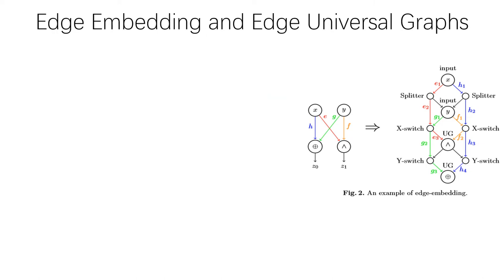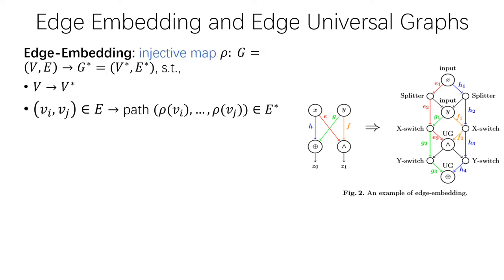Universal circuits can be seen as edge universal graphs. Here, I want to introduce edge embedding and edge universal graphs. Edge embedding can be seen as an injection from graph G to another graph G star. The edge embedding includes two parts. First, it maps the node set V to V star one by one. Then, it maps every edge in G to a path in G star in a way that is edge-disjoint, meaning that every two paths in G star have no common edge.